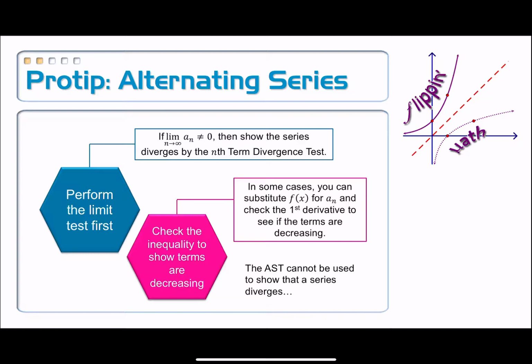Okay. And then that other tip here is, hey, you can't use the alternating series test to show divergence, only convergence. That's all it does.